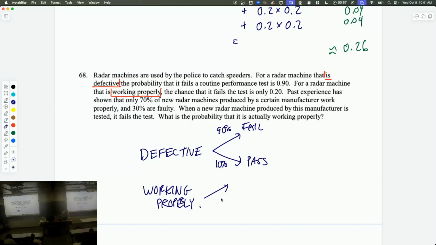And from working properly, it's 20 and 80, but the other way. So 20% to fail and 80% to pass. So that is what I took out of these first 2 sentences. And it is kind of like a skill. When you do enough of these problems, you sort of know how to read it and figure it out. And I think that's sometimes overlooked: reading these word problems can be tricky.